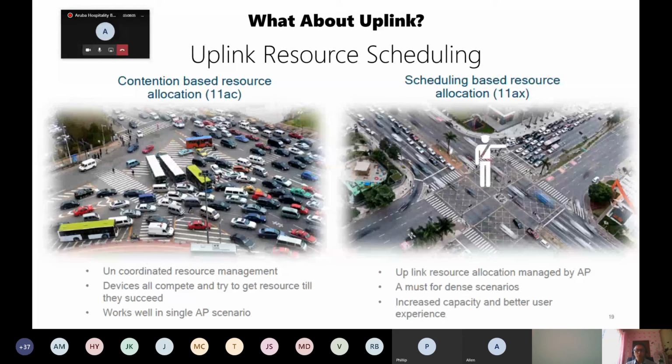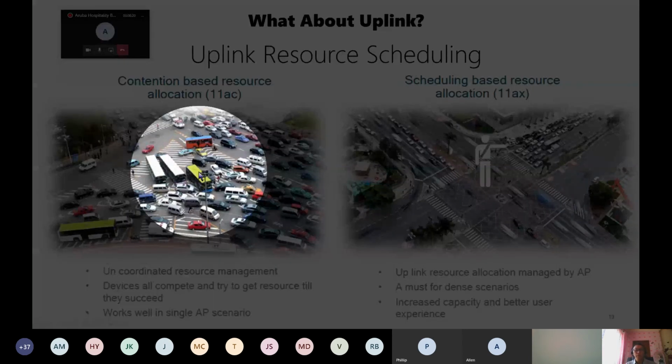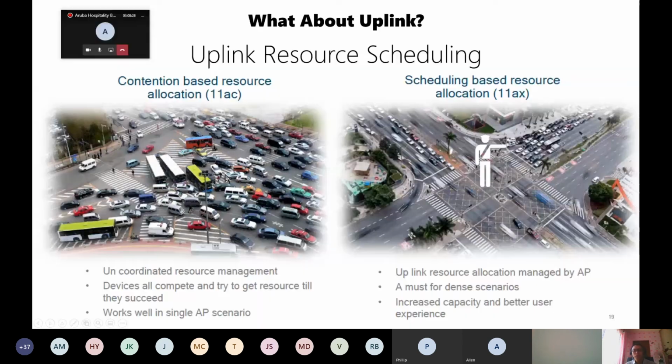In the picture on the left, in the past, we had collisions precisely because allocation is contention-based. There's no coordination. I try, and if I don't get it, I try again until I get it. That's where collision comes in. But in 11AX, we mitigate this.